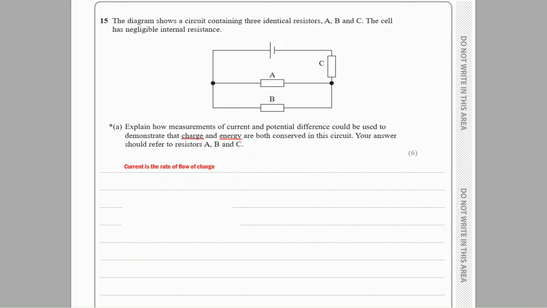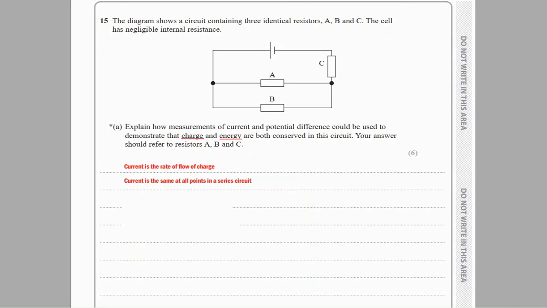Current is the rate of flow of charge. Why did they start with this definition? Because the question asks you whether charge is conserved, and charge will only be conserved if current is conserved. So you have to start with the definition of current, which contains charge.